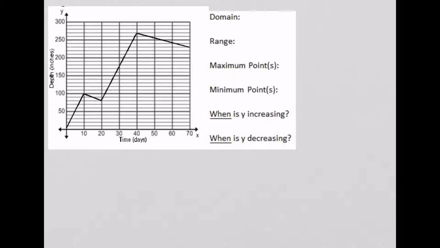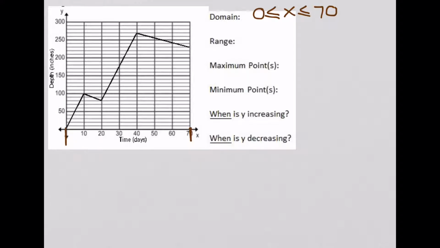Okay, so we have a couple more examples to look at, and we're going to start off with the domain. Domain is listing all of the x's that we're using here. So for my domain, looks like I started when x equals 0 and I ended when x equals 70. Did it include exactly 0? Yes, it did. Did it include exactly 70? Yeah, we went right up to day 70. So that's the domain for this one.